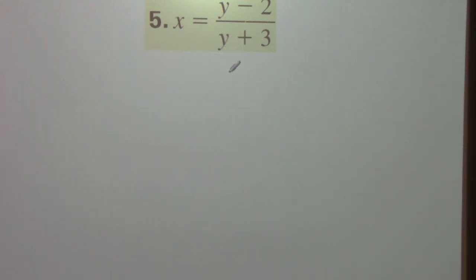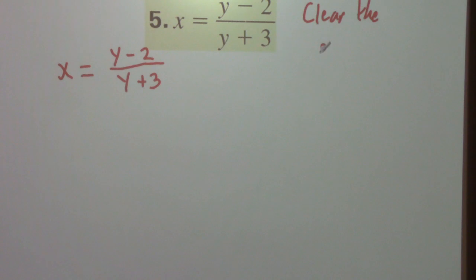No, Elizabeth's going, no. So what we're going to do is use a strategy for when you have a variable in the denominator. In this case, we have a y in the denominator. The strategy is called clear the denominator. Okay, how do we clear out this denominator? How do we get rid of a denominator?